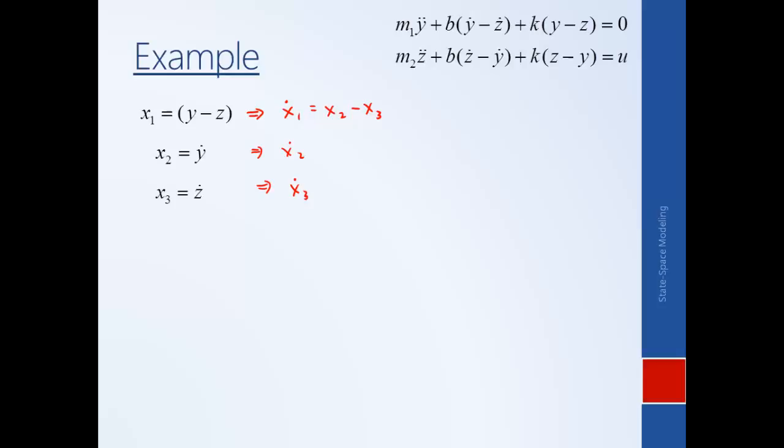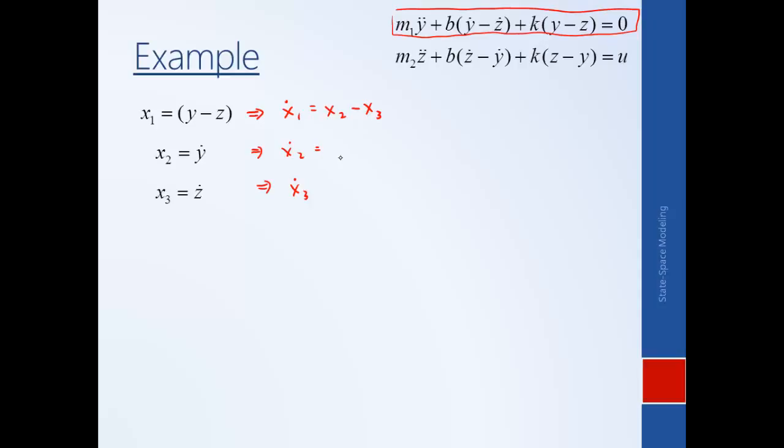So that's our first state equation. x2 dot is then y double dot. Y double dot is not any of our state variables directly, but if we look at this equation up here, we can rewrite y double dot in terms of these other variables.